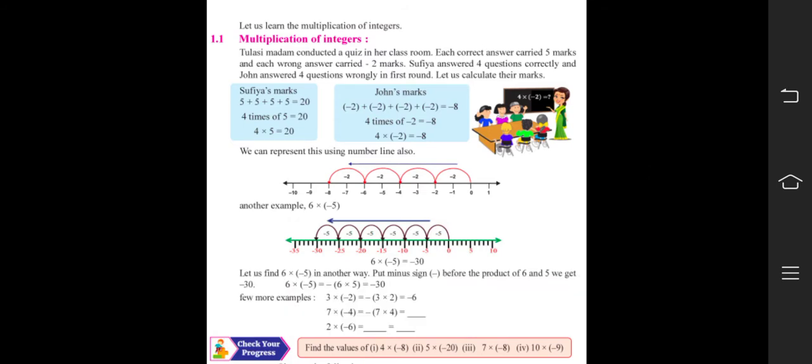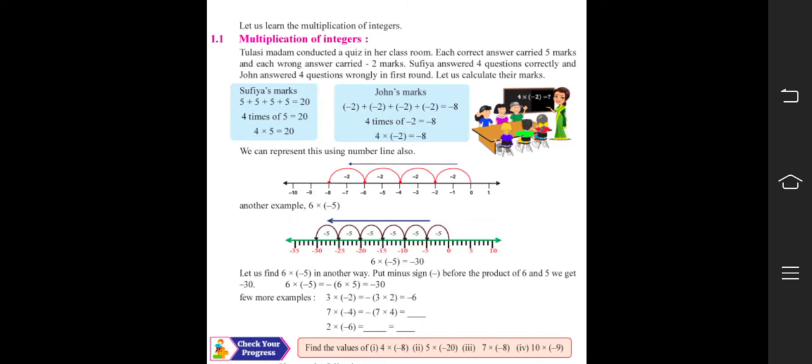Okay. See here, 3 into minus 2. How can you write? You should keep the minus sign before the two numbers. This minus will be moved to this side. So minus of 3 into 2. 3 2s how much? 6. Here minus is there, so put minus 6.